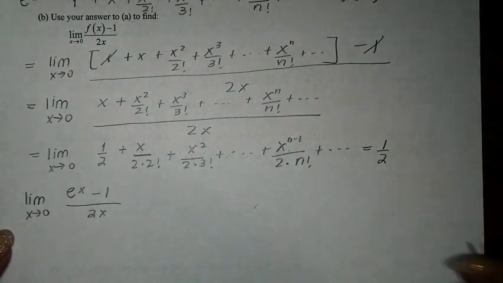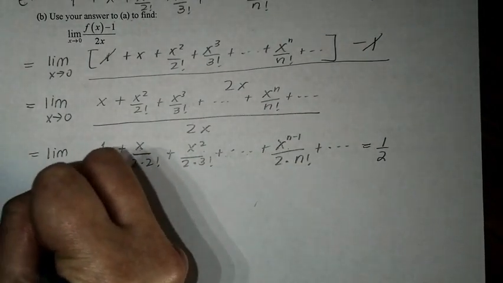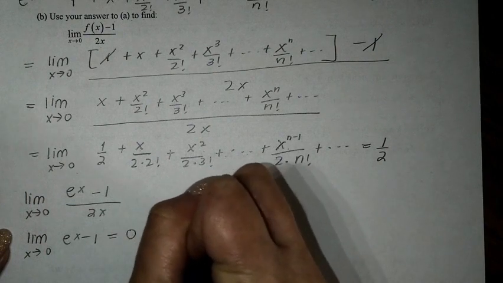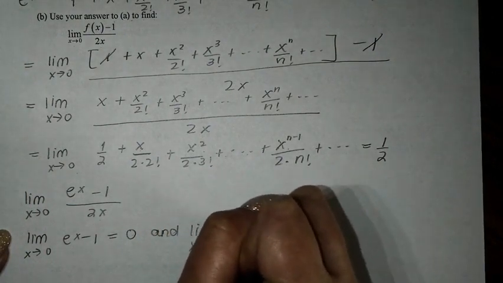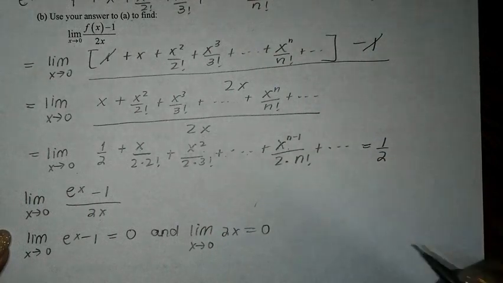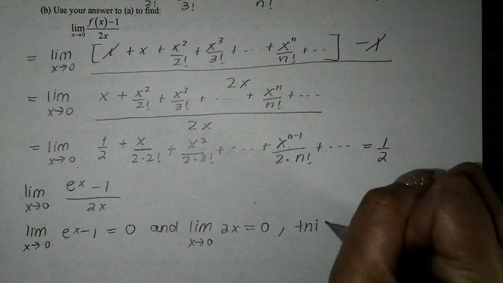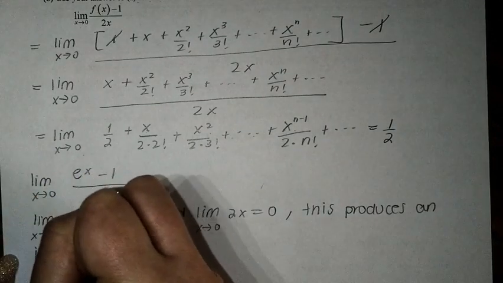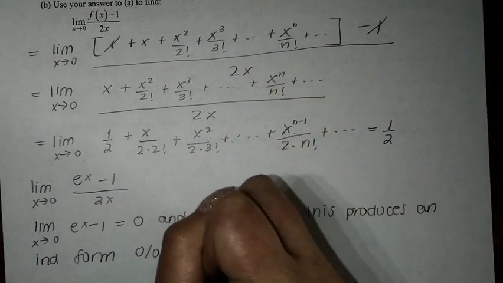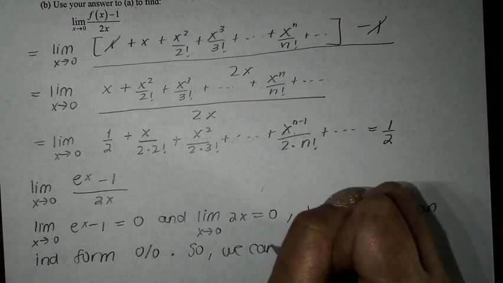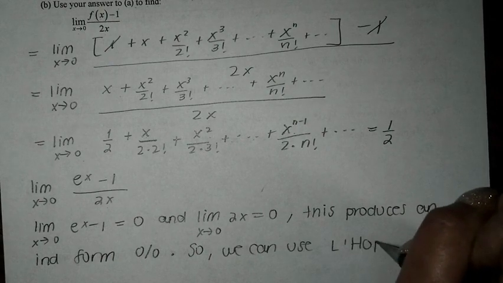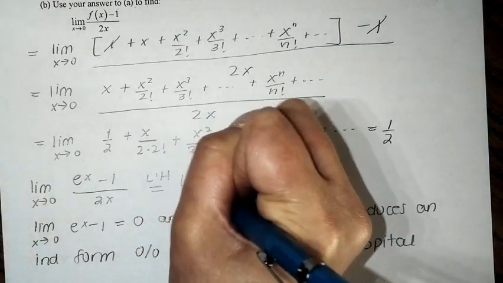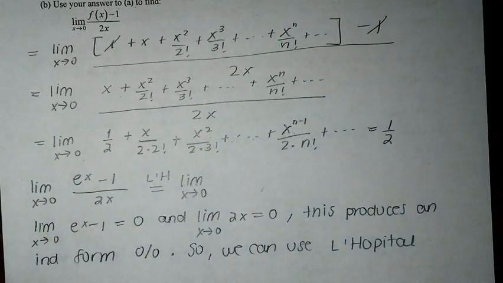So with L'Hopital, you would have the limit of x approaching 0 of e to the x minus 1, that's going to be equal to 0, and the limit when x approaches 0 of 2x is going to be equal to 0. Okay, so this produces an indeterminate form of the form 0 over 0. So we can use L'Hopital. You apply your L'Hopital's rule. Why? Because we had an indeterminate form of the form 0 over 0.